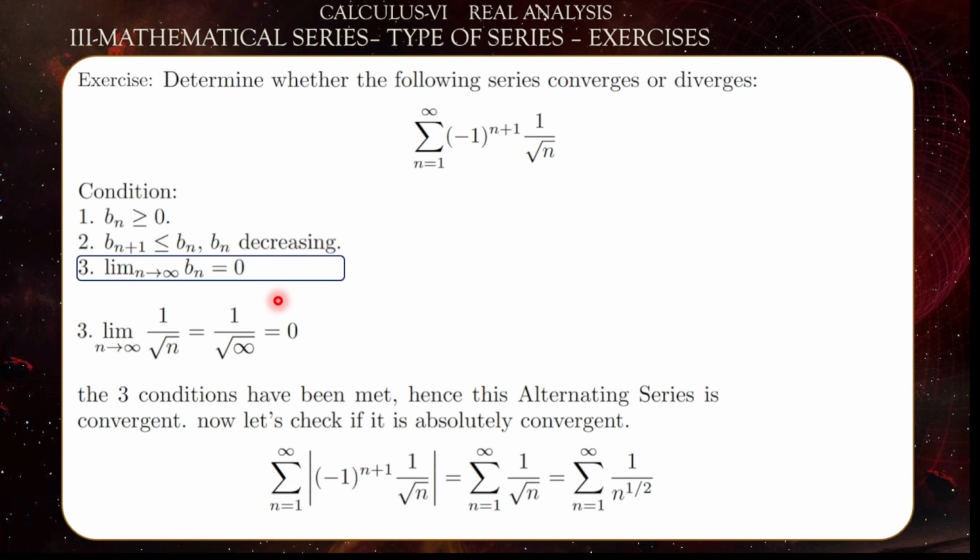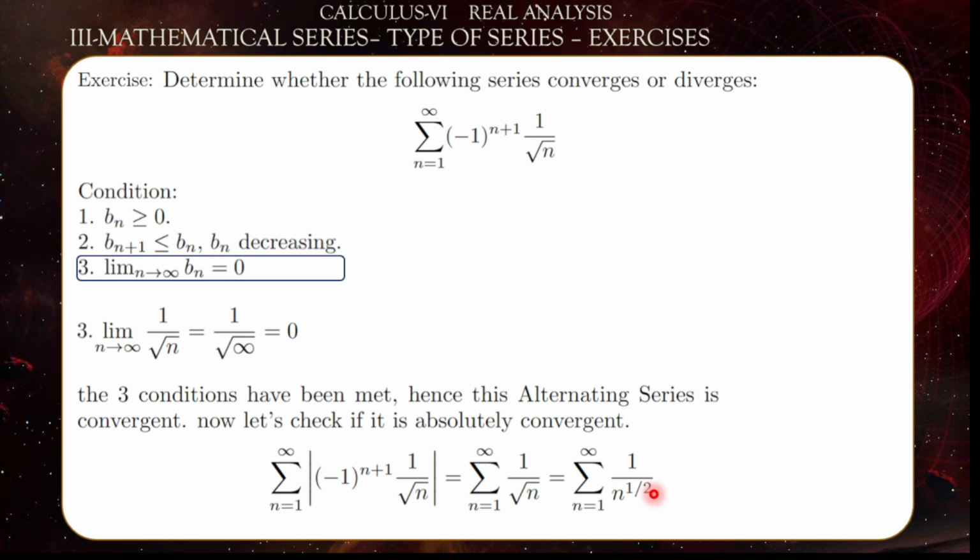Let's check. For the series to converge absolutely, the sigma of the absolute value of minus 1 to the power of n plus 1 times 1 divided by square root of n, which is equal to 1 divided by square root of n, should converge as well. Now, we notice that we get something familiar: 1 divided by square root of n, which is n to the power of 1/2. So p is equal to 1/2. It is less than 1. It should be greater than 1.